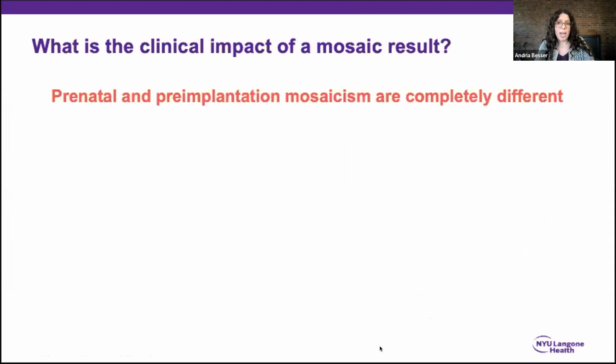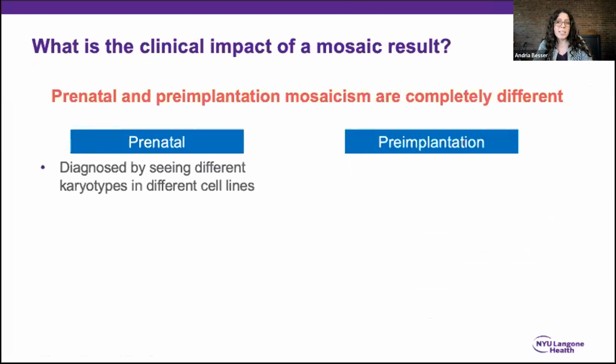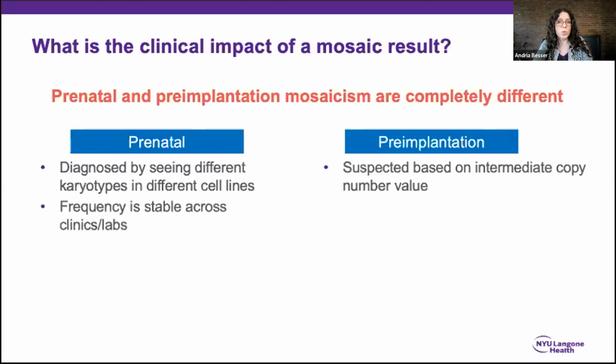So given all this data that we have, it seems pretty reasonable to conclude that prenatal and preimplantation mosaicism just can't be looked at through the exact same lens. They're diagnosed differently. Prenatal mosaicism is often directly visualized by seeing different karyotypes in different cell lines, while preimplantation mosaicism can at most be inferred based on an intermediate copy number. The chance of getting a mosaic result prenatally doesn't depend on who's doing the CVS or which lab it's being sent to. It's pretty stable. But for preimplantation mosaicism, it very much depends on the IVF clinic and the PGT lab.